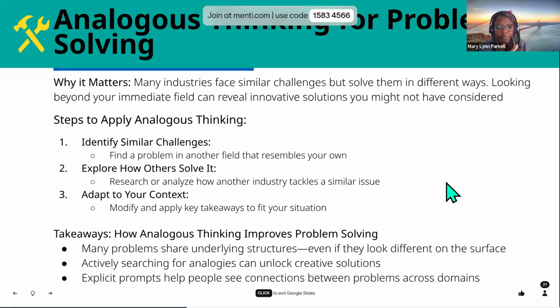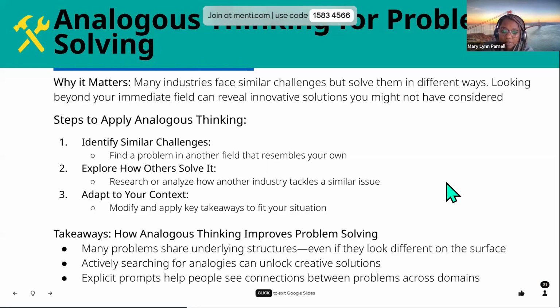So, major takeaways on how this type of thinking improves problem solving is that there are many problems that share underlying structures, even if they look different on the surface, but underneath, they're really dealing with the same things.